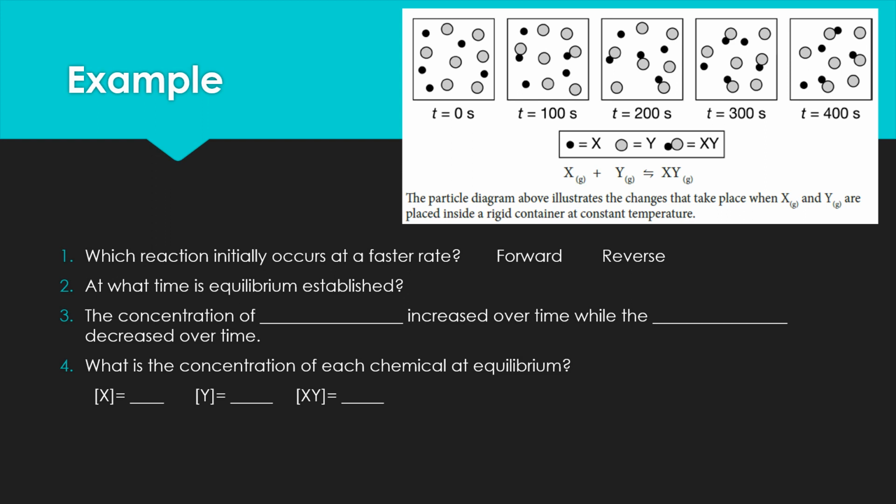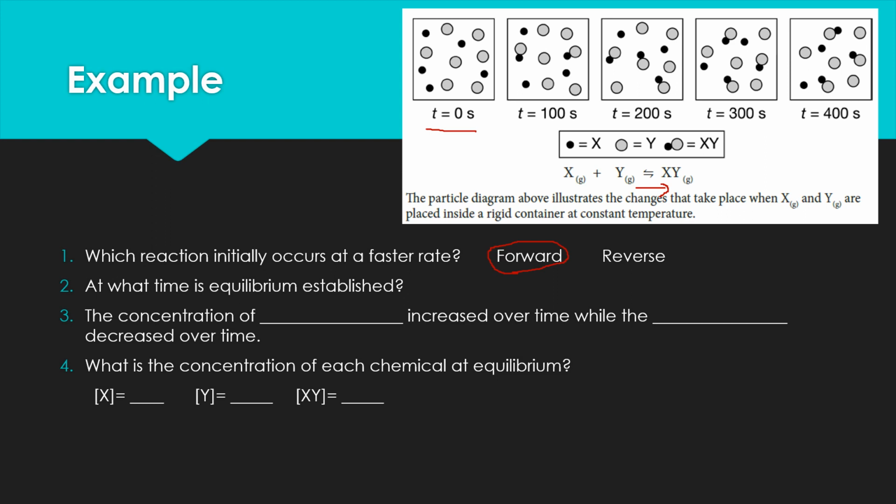So let's take a look at this picture. This is a great diagram to show us what's going on as well. Which reaction initially occurs at a faster rate, the forward or the reverse? Looking at our picture here, we've got chemical X and chemical Y and then chemical XY. In the first box here, we have only X and Y. So the only reaction that can occur right now is the forward reaction. We can take X and Y and make that compound XY. So that occurs at a faster rate than the reverse. The reverse is happening at 0 rate right now.